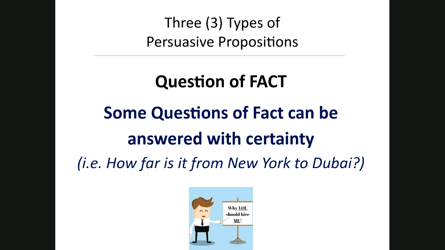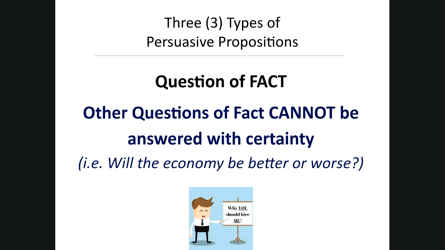Now, some questions of fact can be answered with certainty. For example, how far is it from New York to Dubai? That is a specific, certain answer. But other questions of fact cannot be answered with certainty. Will the economy be better or worse in 6 months?